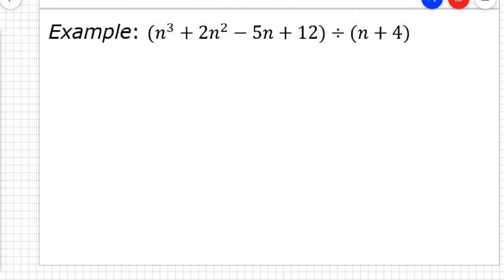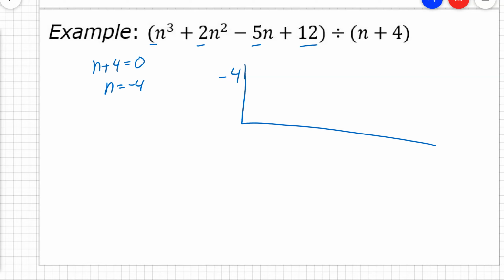This is being divided by n plus 4, so n plus 4 is going on the outside. The first step with synthetic division is we need to set n plus 4 to 0, and n is just going to equal negative 4. That's going in our box. I usually do an L-shape, and then negative 4 stays on the outside. Next, we take the coefficients in front of each variable, so it's going to be 1, 2, negative 5, 12. We're not missing any variables, so we don't need the 0 placeholder.